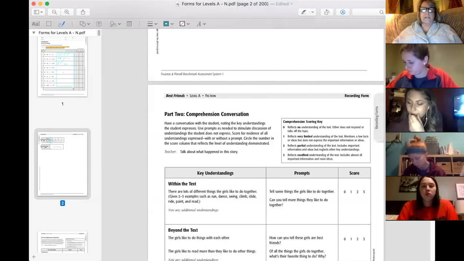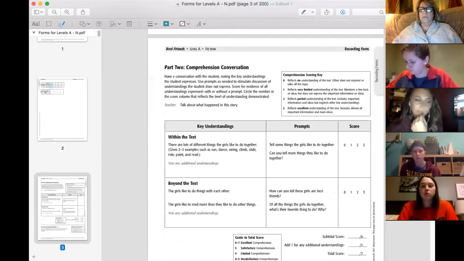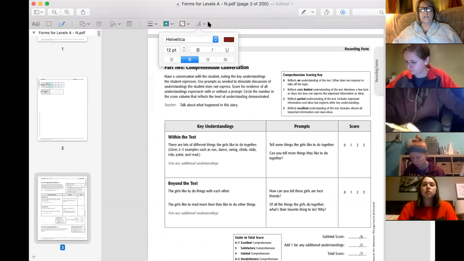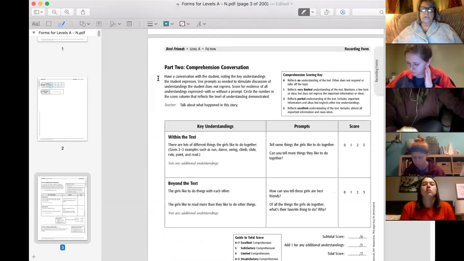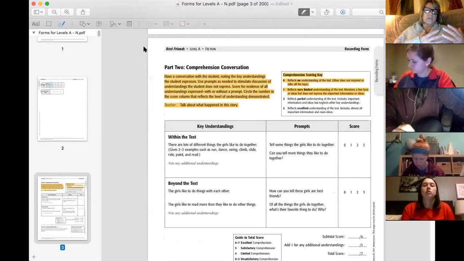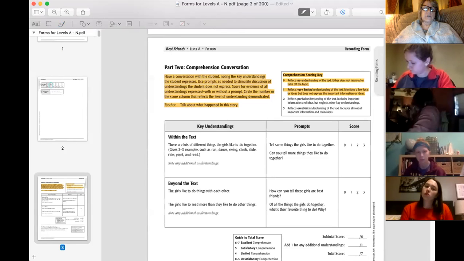And then the next page, look at this, we ask comprehension questions. We're going to talk more about this tomorrow night. But here are comprehension questions that you're going to ask the child for every book that they read. And again, let's read the directions here. The directions say, have a conversation with the student. Note, a conversation. So it's not like you ask questions and they answer. Noting the key understandings the student expresses.